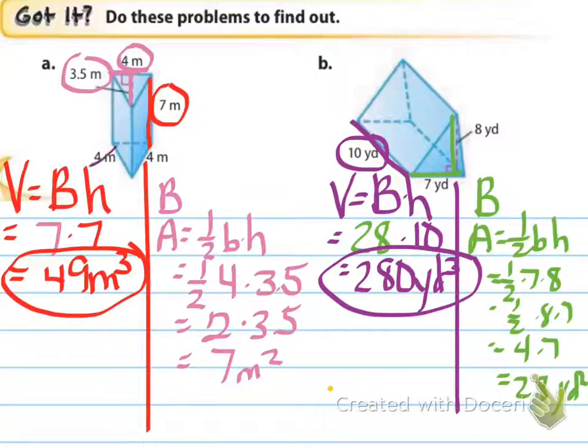Notice for example A, they gave me two pieces of information that I did not need. All I needed was the base here and the height here, which came at a 90-degree angle. And then later I needed the height of the actual prism itself. Just like this. For B, I just needed the base and the height here, where it comes to that right angle, and then the height of the actual prism itself.